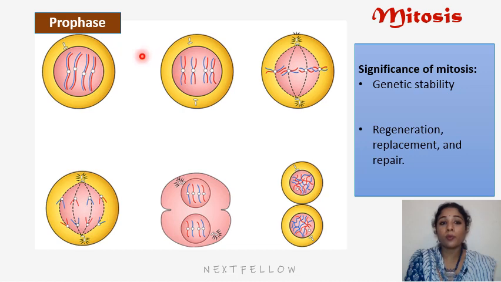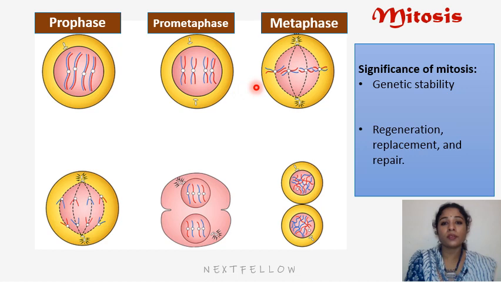Next is the prometaphase. In this stage, the chromatids become distinguishable. You can nicely see distinct chromatids. That is how you can designate this stage as prometaphase.